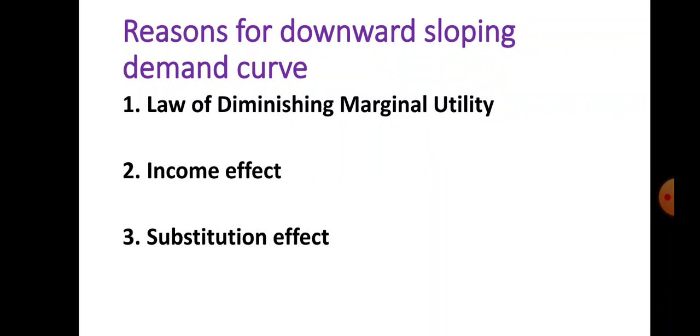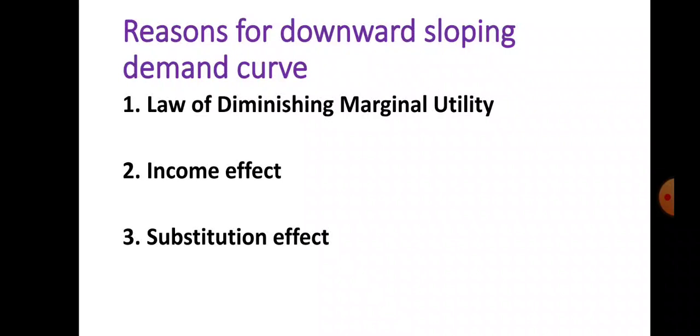All of you know the statement of the law of DMU, that is diminishing marginal utility. Other things remaining constant, as consumer consumes more and more units of commodity, its marginal utility goes on falling. That is the statement of the law of DMU. Okay, so therefore consumer buys more when price falls and vice versa. Therefore demand curve slopes downward from left to right. So this is the first cause for downward sloping demand curve. That is law of diminishing marginal utility.